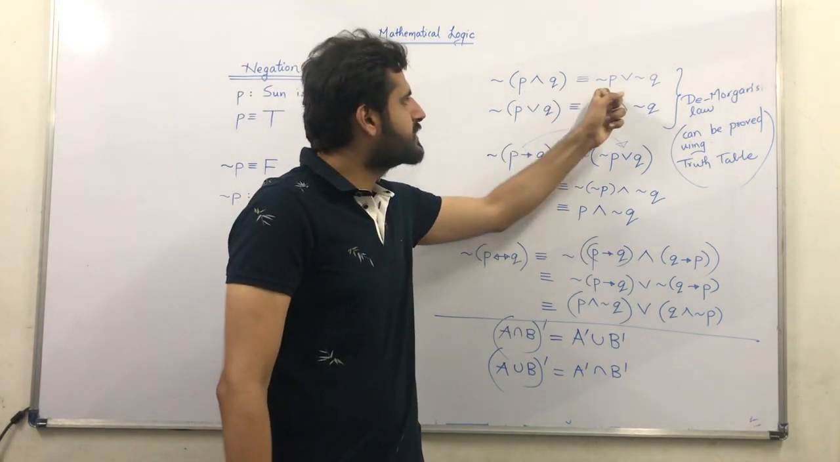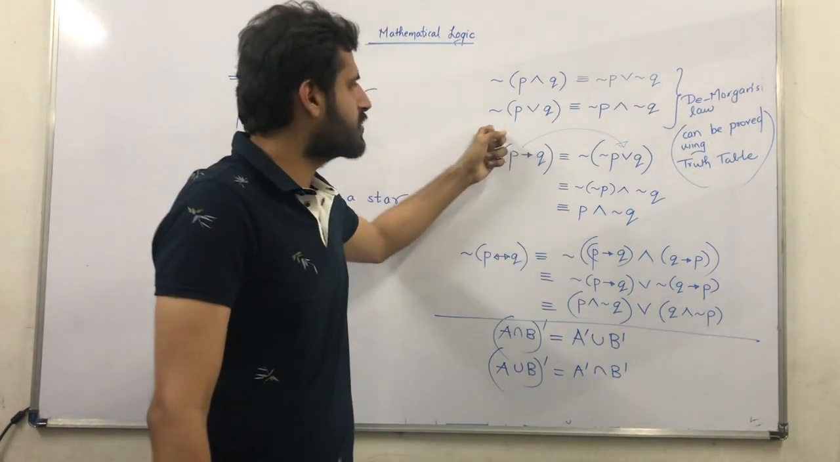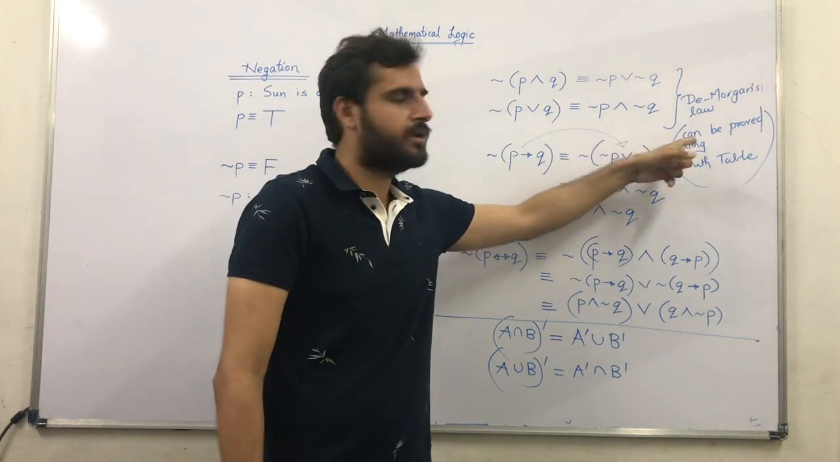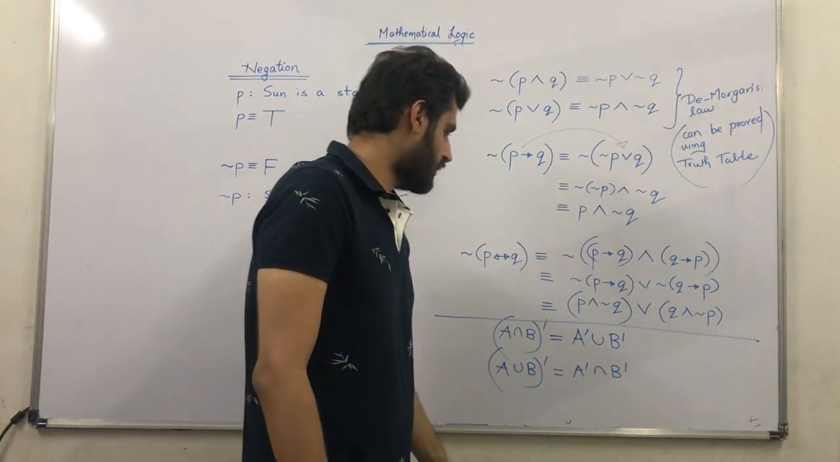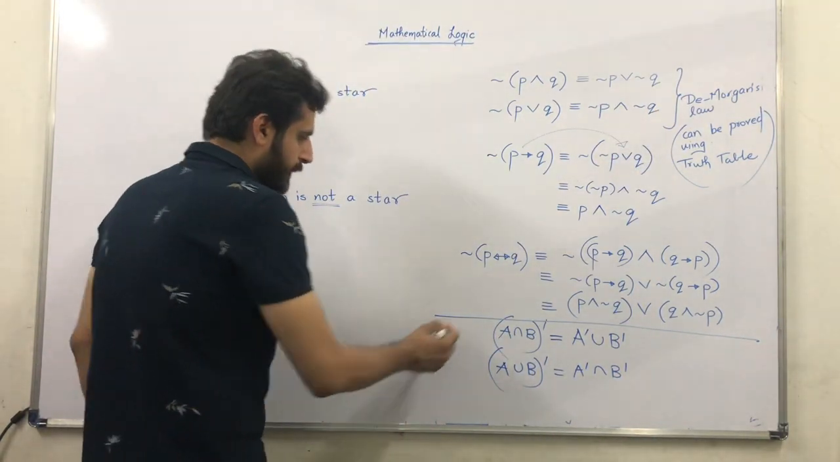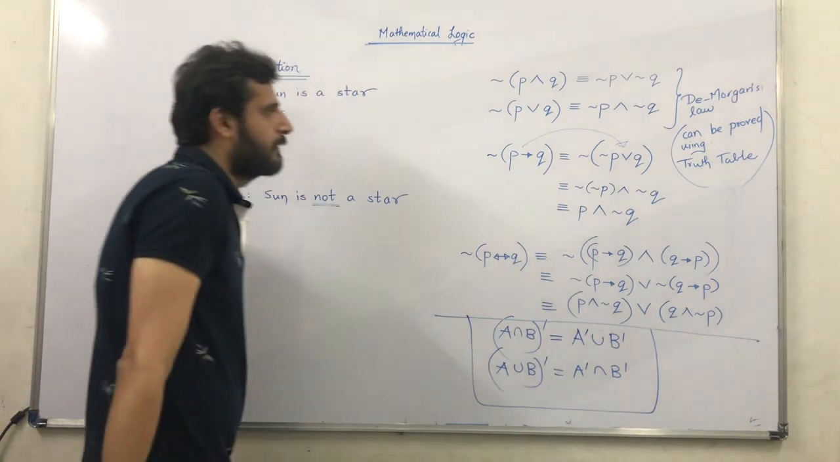Negation of P and Q is negation P or negation Q. Negation of P or Q is negation P and negation Q. And becomes or, or becomes and, De Morgan's law. It's as good as the set theory, complement of set theory, De Morgan's law.